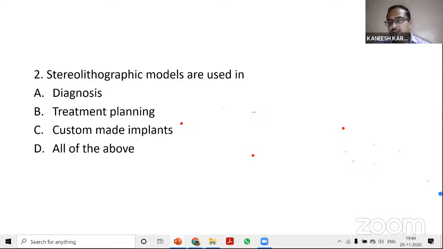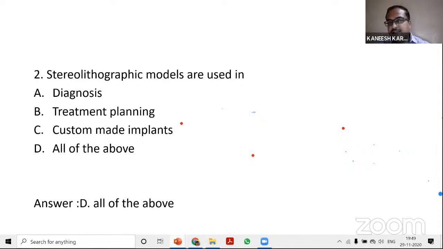Stereolithographic models are used in, all of the above. Stereolithographic models, we will see what that is. It is used in diagnosis, treatment planning, custom-made implants, and a lot of other things also.